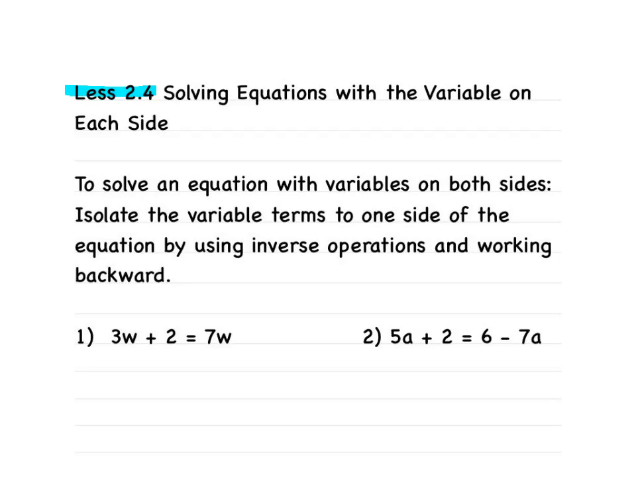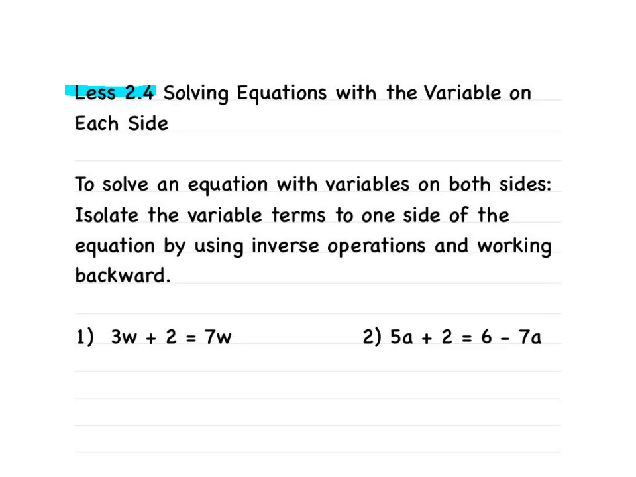This is lesson 2.4. Today we will be solving equations with the variable on each side. To solve an equation with variables on both sides, the first thing you have to do is isolate the variable terms to one side of the equation by using inverse operations and working backwards.